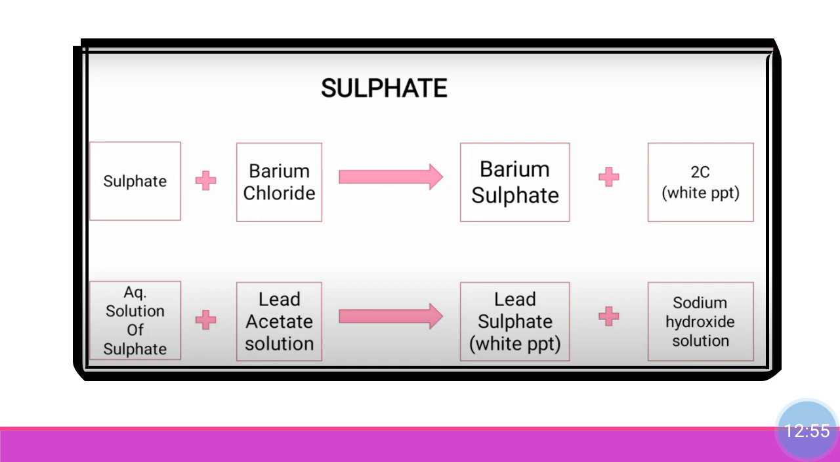So for sulfate identification, first with barium chloride, a white precipitate of barium sulfate is formed. Then when an aqueous solution of sulfate is reacted with lead acetate solution, a white precipitate of lead sulfate is formed, soluble in sodium hydroxide solution.